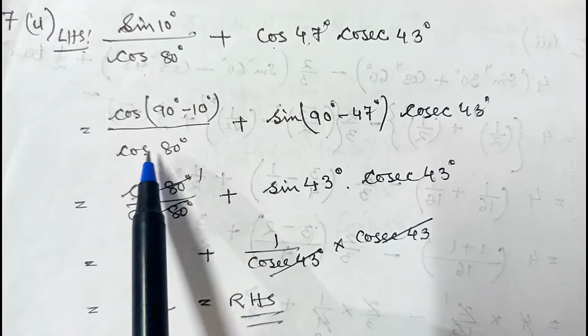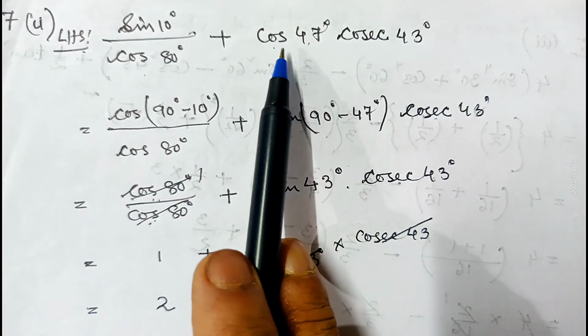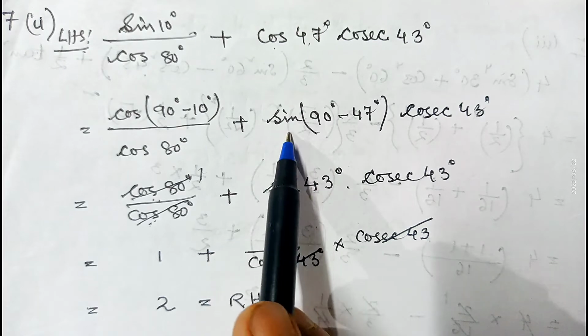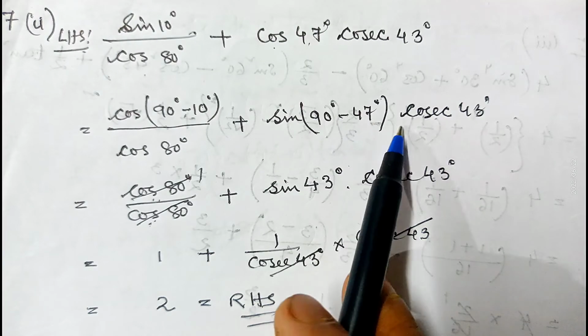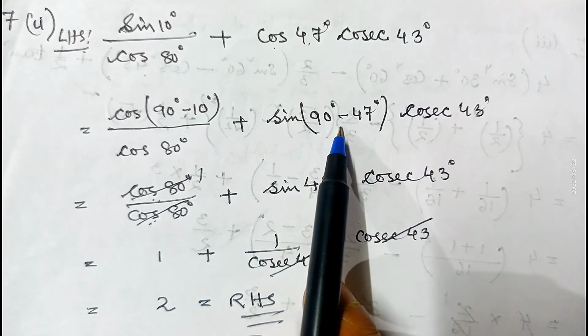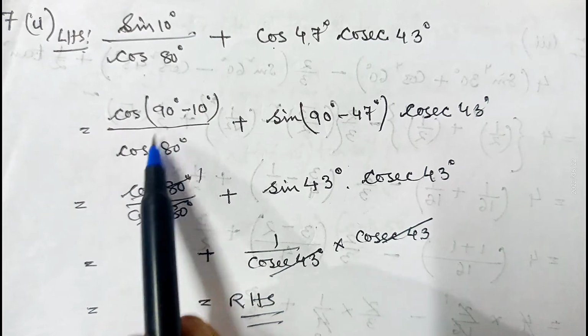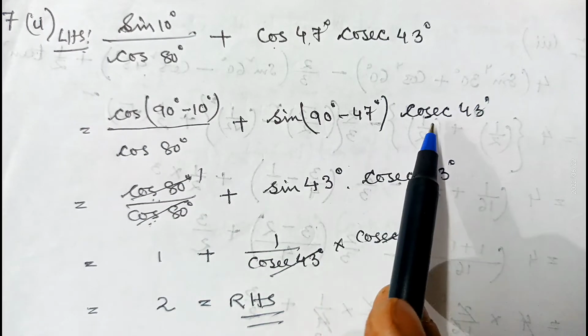It will remain cos of 80, plus out of these two, change any one. So cos of 47 can be written as sine of 90 minus 47 into cosec 43. Our main aim is to make the angles equal. These two angles should be equal. These two angles should be equal. That's why we are not changing both. Any one we have to change.